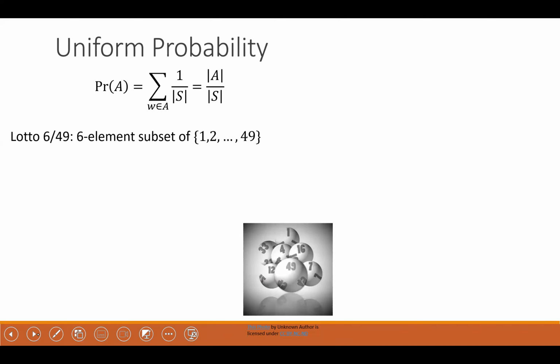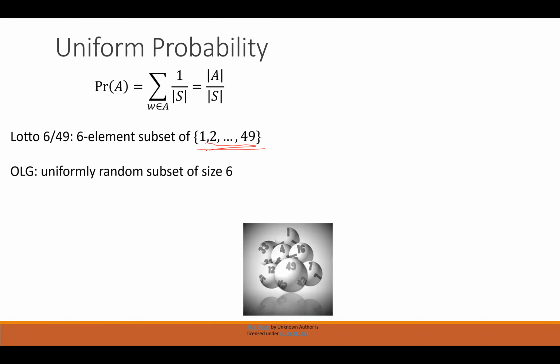Okay, so let's take Lotto 649. So the rules of Lotto 649, they have a bunch of numbers that they draw at random. I'm not sure how they do it now. They used to have a big tumbler with a bunch of little ping pong balls in them with numbers on them. And what they do is they draw a 6-element subset from the set of numbers 1 through 49. So that's why that's the 649.